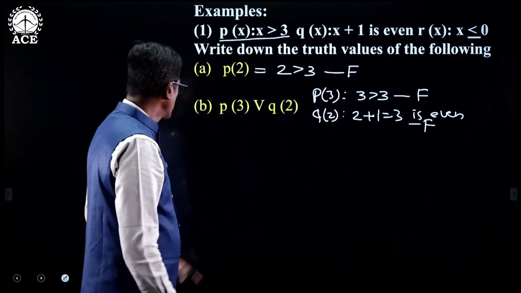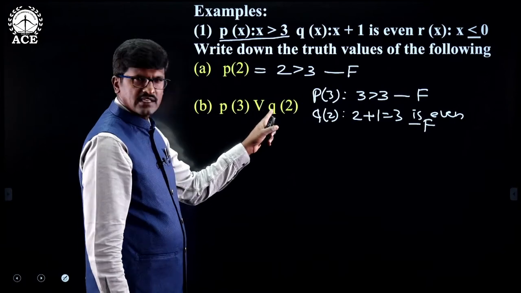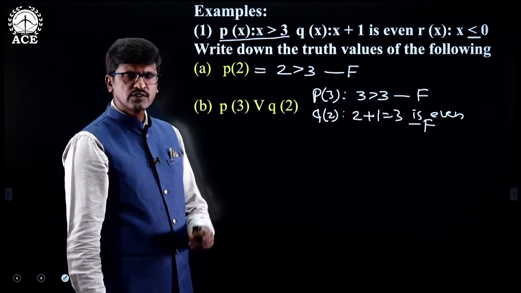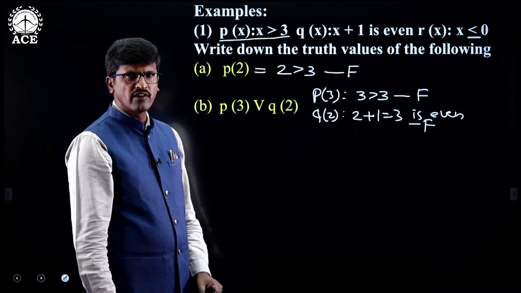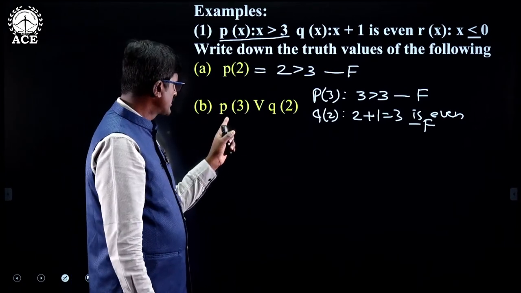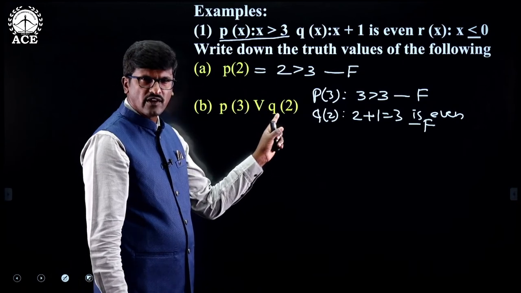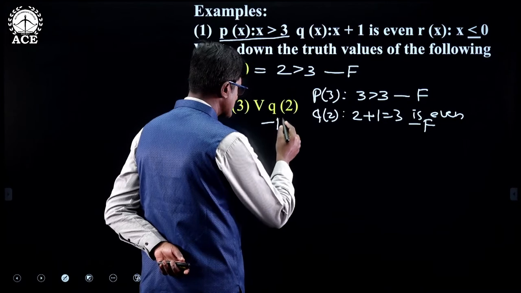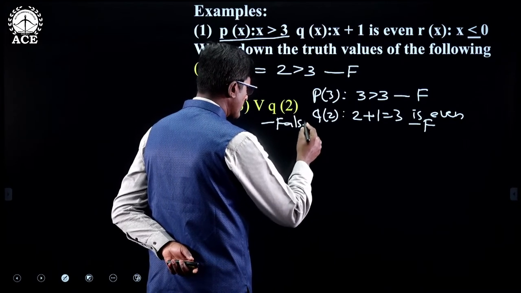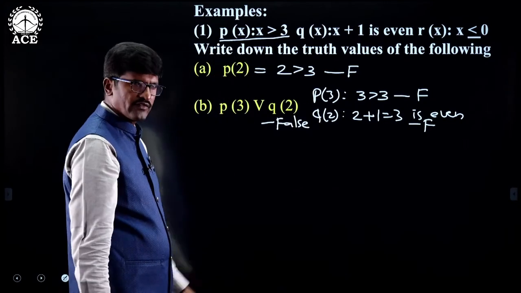Now come to this one. Here P of 3 is false. Q of 2 is false. The disjunctive statement is false when both of them are false. When P of 3 is false and Q of 2 is false, if you take their disjunction, then its truth value is false. So the second one, the truth value is false.